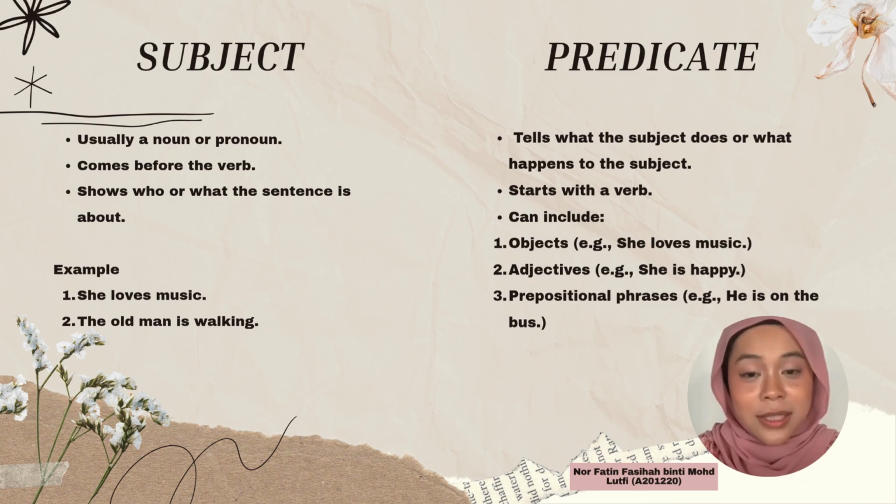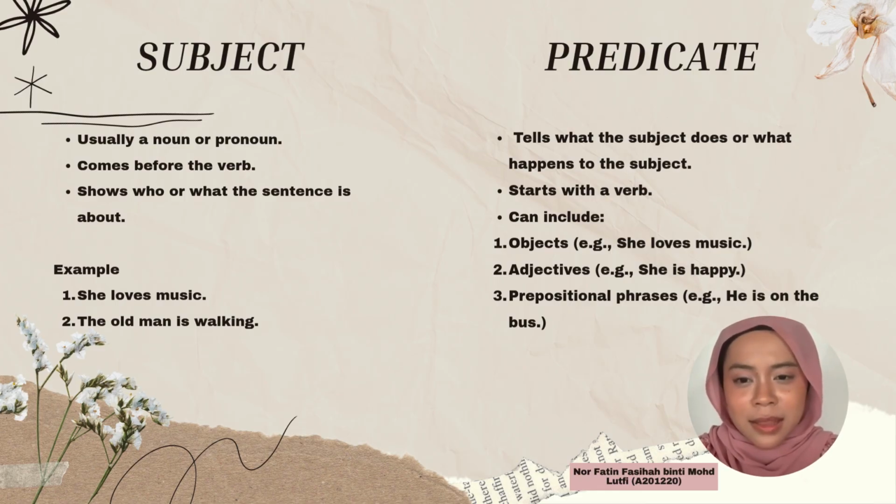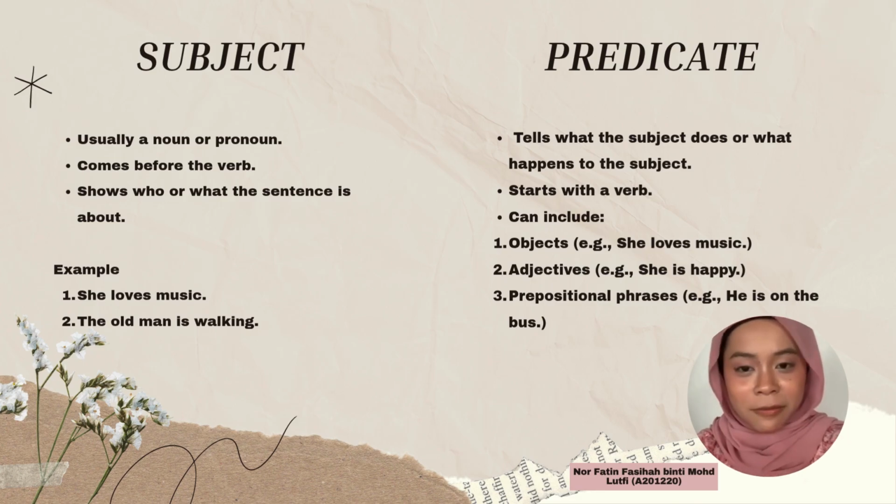First, the subject. The subject of a sentence is typically the noun phrase that the sentence is about. It usually comes before the verb and indicates who or what is performing the action or being described. Next, the predicate. The predicate tells us something about the subject. It begins with a verb and may include other elements like objects, adjectives, or prepositional phrases.